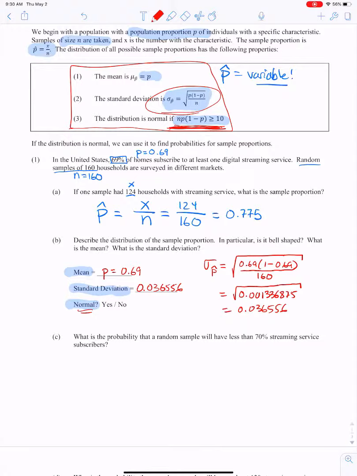So if we put in n, that was 160, times p, which was 0.69, times 1 minus 0.69, we're checking to see: is that greater than or equal to 10? So when you multiply that out, it is 34.224, which is in fact greater than or equal to 10. So the answer is, yep, it's normal. And that's great because that means we can use our app in order to find probabilities.